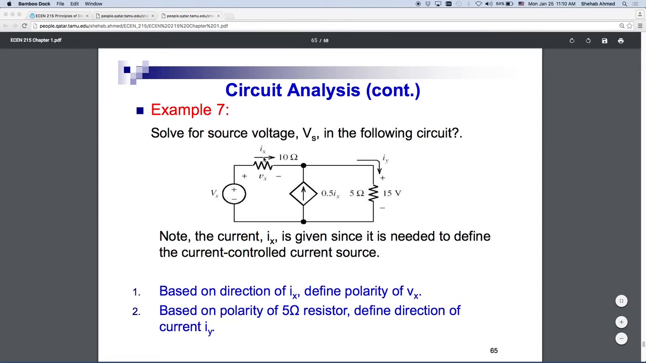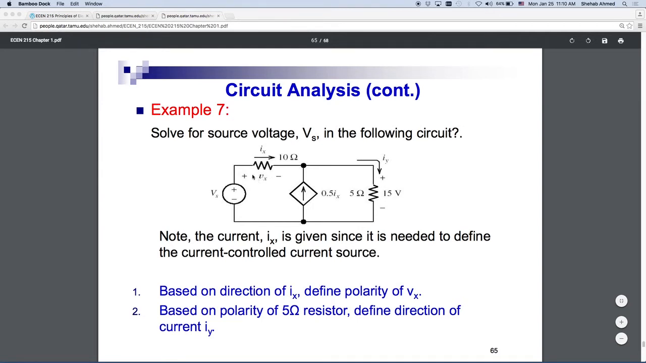Since Ix was assumed flowing in this direction, and this is a resistor, it absorbs energy. So I know that the polarity of voltage is plus and minus, and the current is coming into the positive polarity. Since I solved for Ix and found it to be positive, I know that the polarity of Vx is in this direction. With Ix equal to 2 and my resistance equal to 10, the voltage Vx is equal to I multiplied by R. So 2 times 10 is 20, Vx is equal to 20 volts.